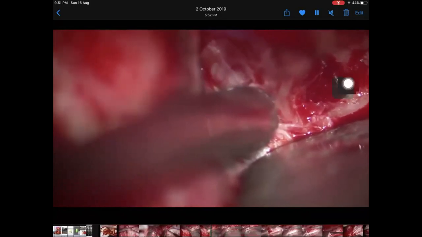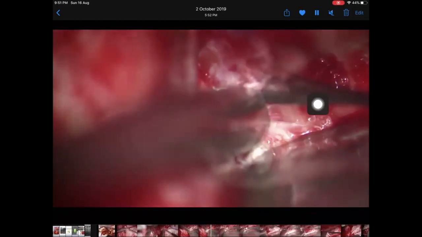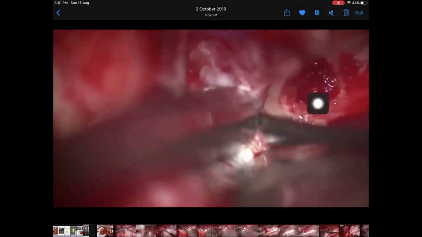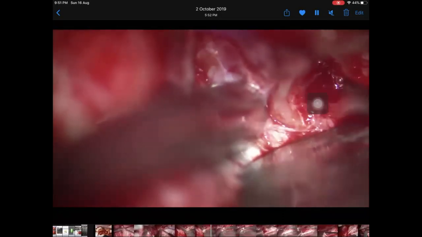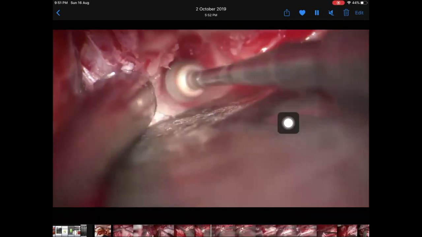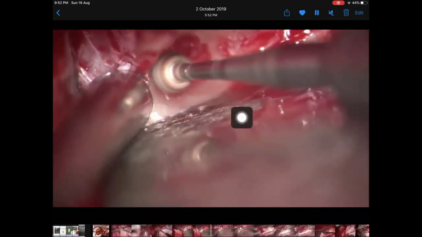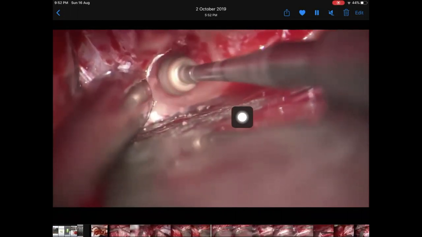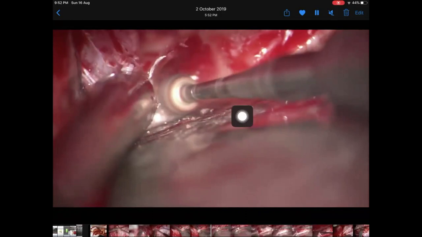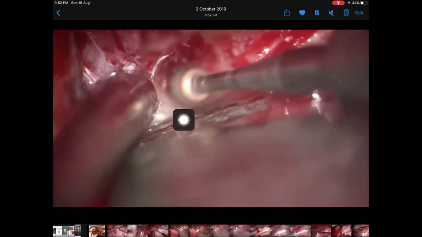So I have removed everything except a shell of bone, and I'm still slowly dissecting further so that I have the entire anterior clinoid process to dissect. Now we are using the 2 millimeter diamond drill to shave off the clinoid completely away from the dura, and underneath the dura is our ruptured aneurysm.